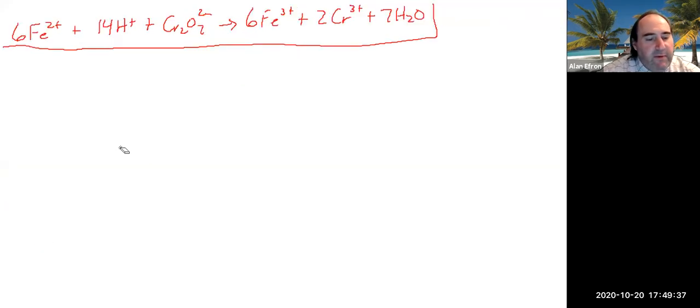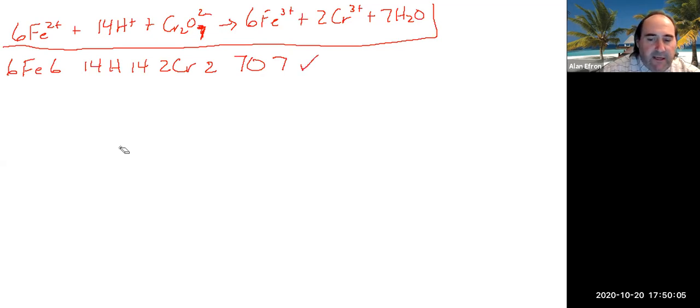Now, if we did everything correct and we look at this equation, and I copied it over correctly, we should be balanced both ways. And what I mean is if we just look at elements, iron, there is 6 on the left and 6 on the right. Hydrogen, there is 14 on the left and 14 on the right. Chromium, there's 2 on the left and 2 on the right. And oxygen is a 7. There are 7 on the left and 7 oxygens on the right.